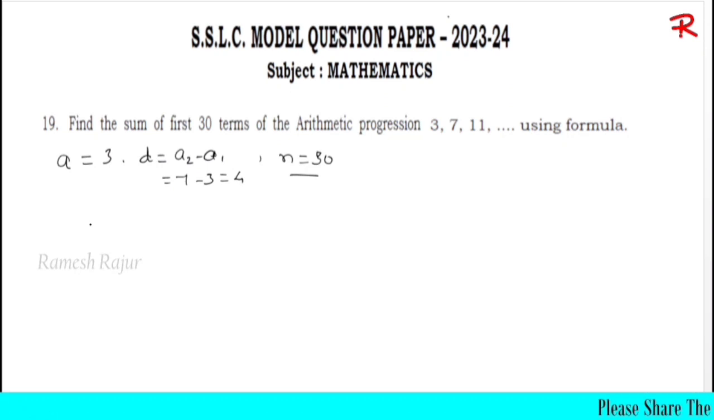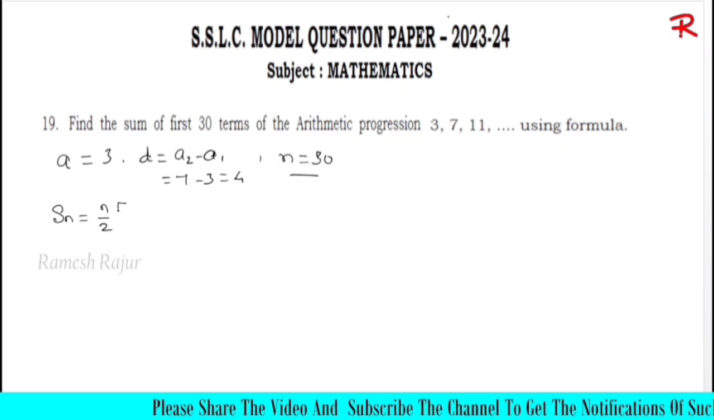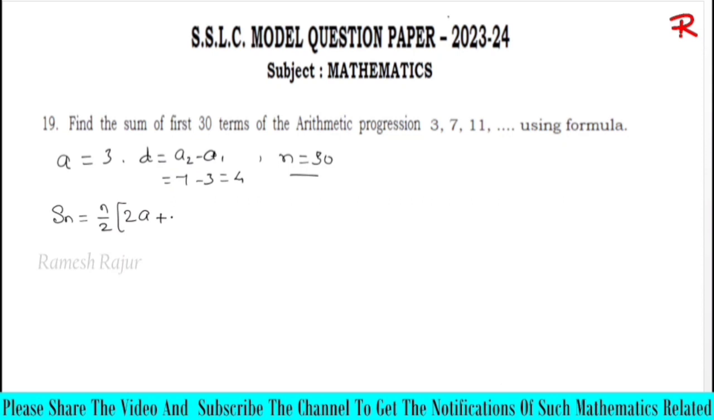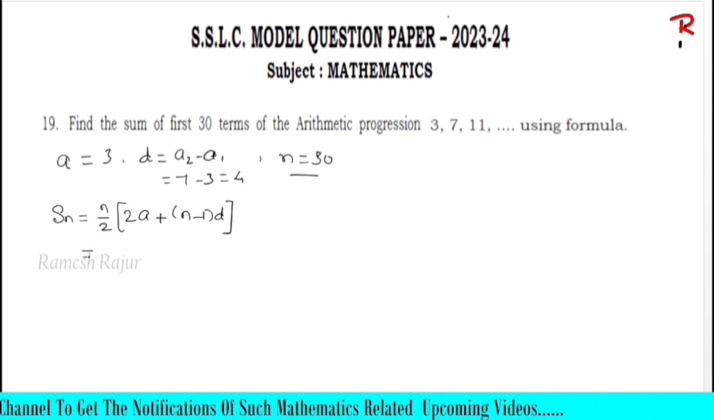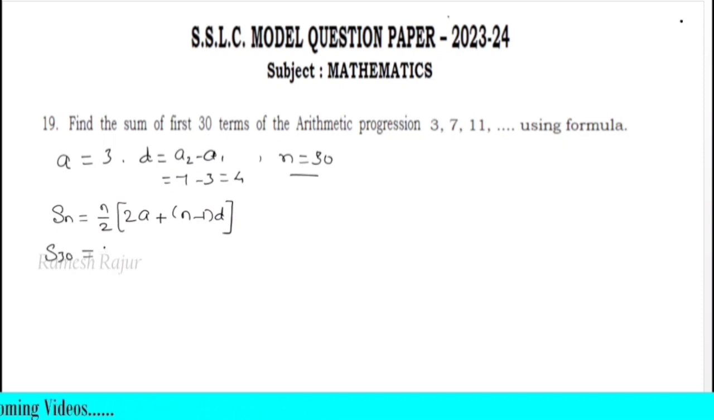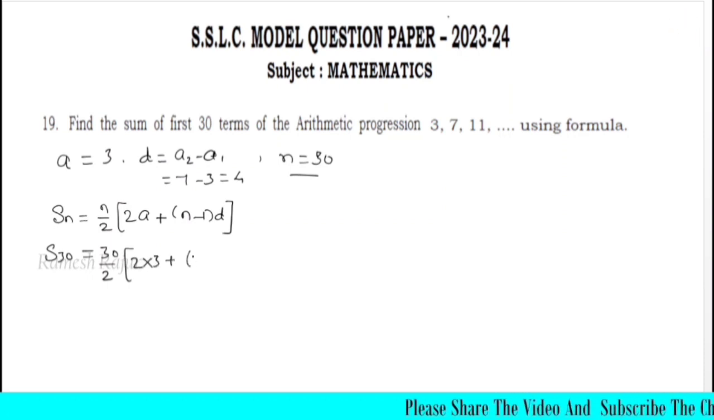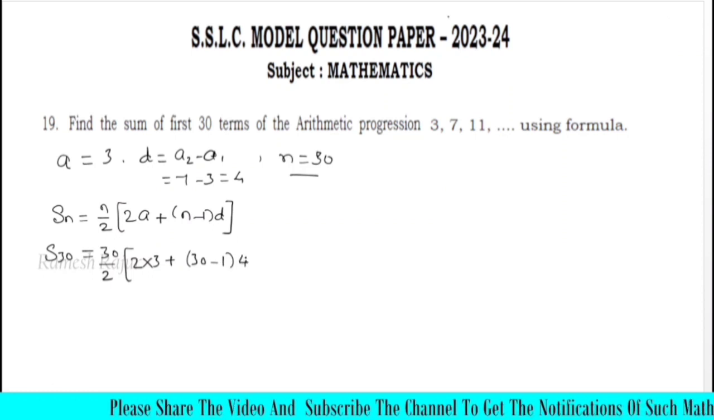The formula to find the sum of the given numbers is Sn equals n by 2 into 2a plus n minus 1 into d. Substituting the values of a, d and n in the formula, S30 equals 30 by 2, 2 into a, which is 3, plus n, which is 30, minus 1, d is 4.